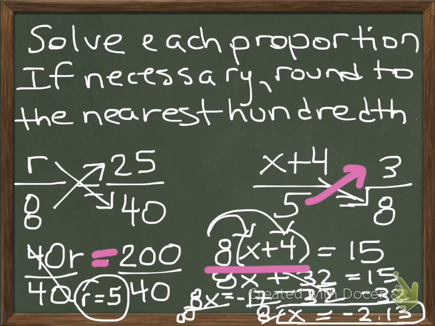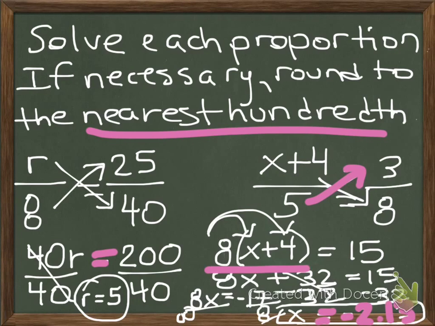So I'm solving for x. I have 8x plus 32 equals 15. I would need to subtract 32 on both sides, and then I would divide by 8. So my answer would give me x equals about negative 2.13, and that's because I had to round to the nearest hundredth, as it had asked me to.